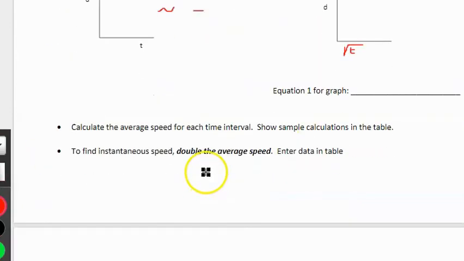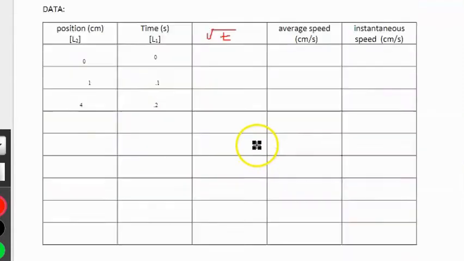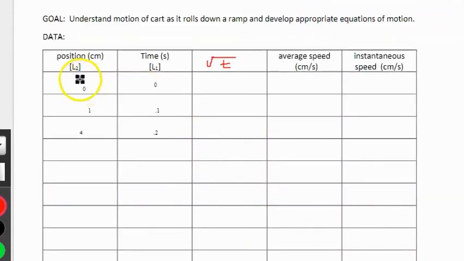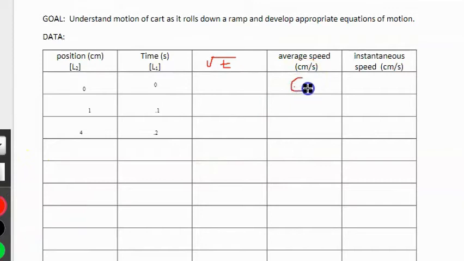Now we want to make another graph. So if I look at the next bullet, it says calculate the average speed for each time interval. And that's fairly simple. What I would do is take my position and divide it by the time. So in this case, the first one is going to be 0. Maybe I can write that in. The second case, I want to take the distance.